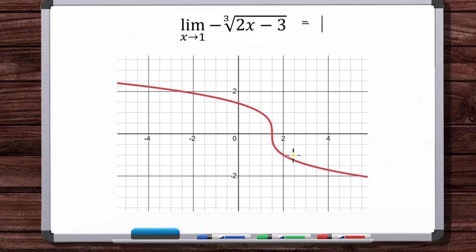This is continuous everywhere, so just plug in 1. And you get, here's 1. It's approaching just whatever the function evaluates to at 1.